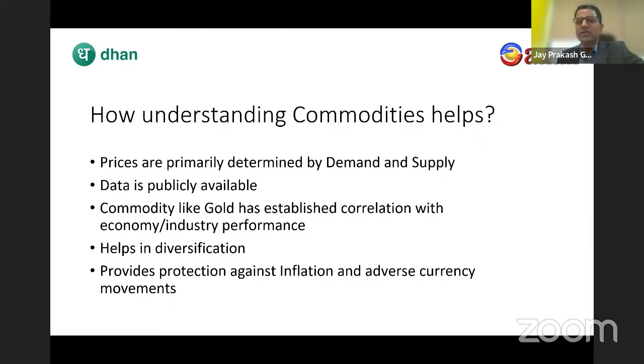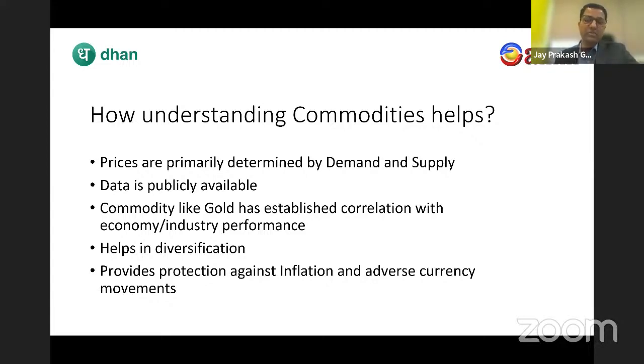In that case, you very well can understand that the stocks which are dependent on copper as a raw material, and there are very large metal-intensive companies in India, those companies are not going to do well. So you can accordingly readjust your equity portfolio by doing that. So that way, understanding commodities also helps you.